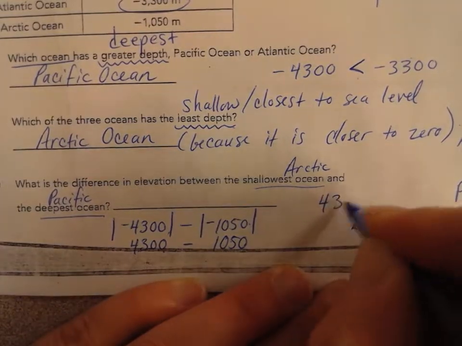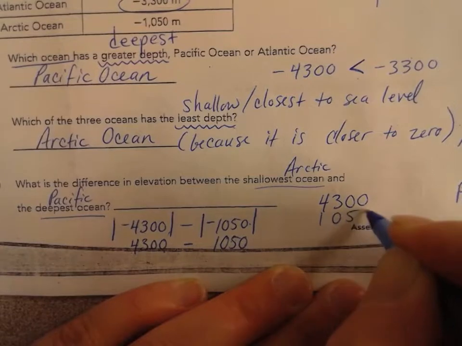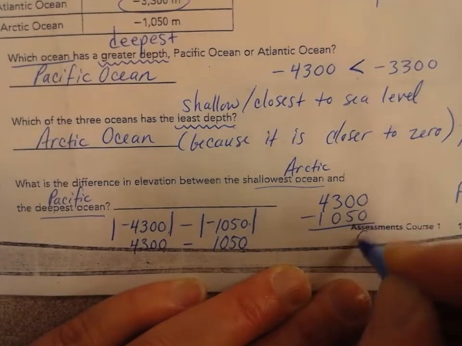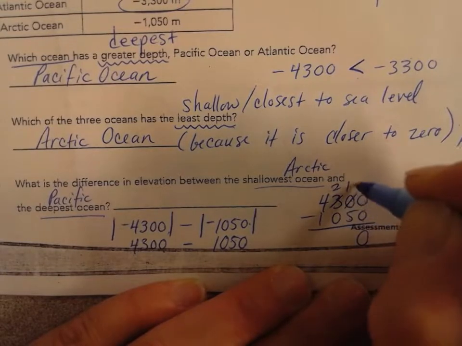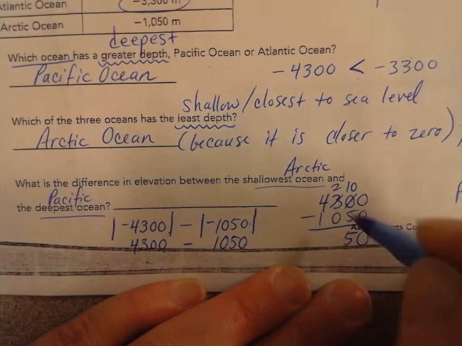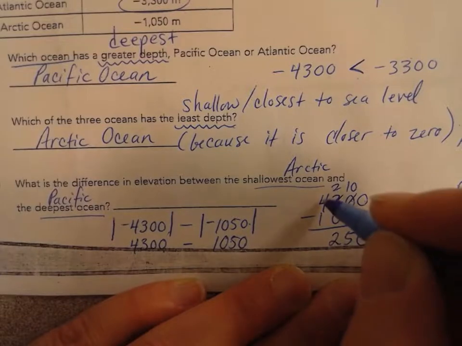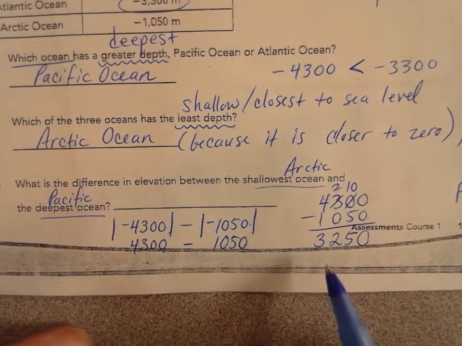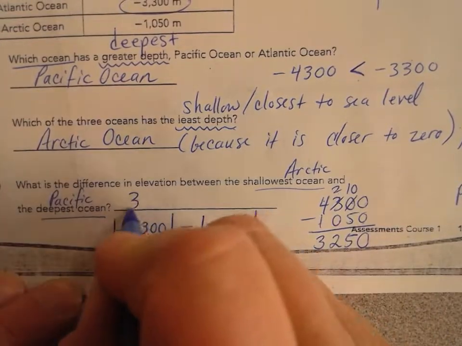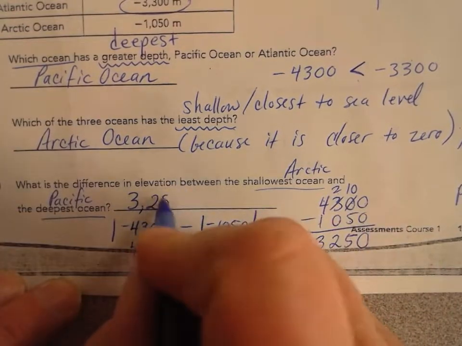Well, I might have to stack these up real quickly and see what we get. 0 take away 0 is 0. 0 take away 5 requires me to regroup a little bit, doesn't it? So 10 take away 5 is 5. 2 take away 0 is 2. And 4 take away 1 is 3. Looks like there's a difference of about 3,250 meters.